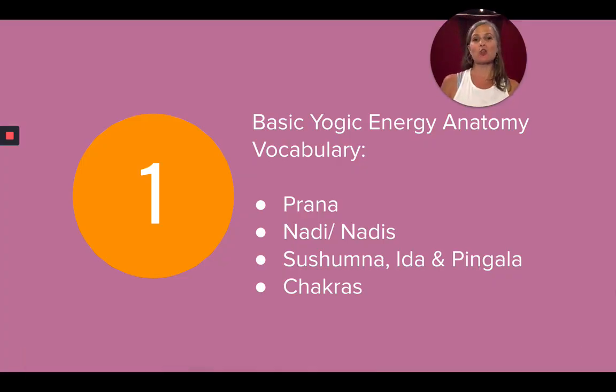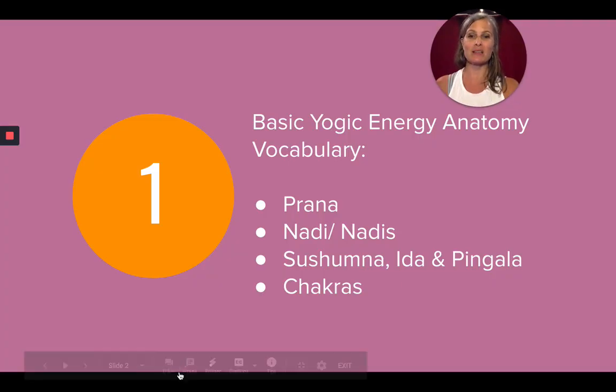So, basic yoga energy anatomy vocabulary. What we are going to be learning here is about prana. You may have heard these terms, maybe even you have defined these terms already, but I want to get everybody on the same page. So prana, nadi or nadis, plural. What is a nadi or nadis? Then we are looking at the three main nadis, Sushumna, Ida, and Pingala nadi. And then, of course, chakra. What does that mean? And what is a chakra? All right, let's continue.